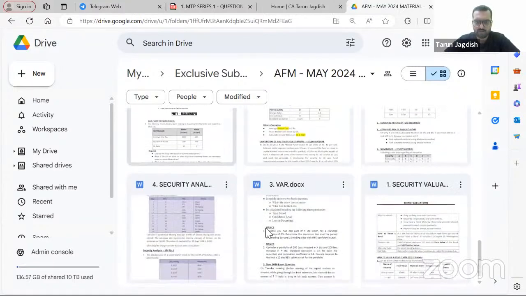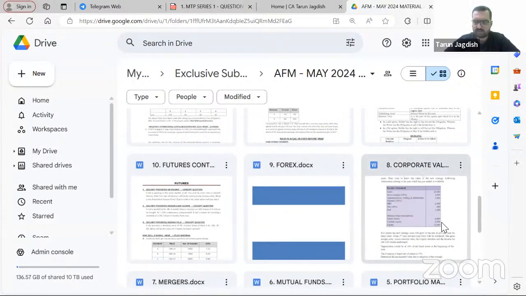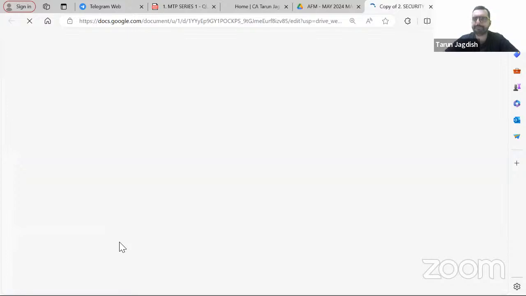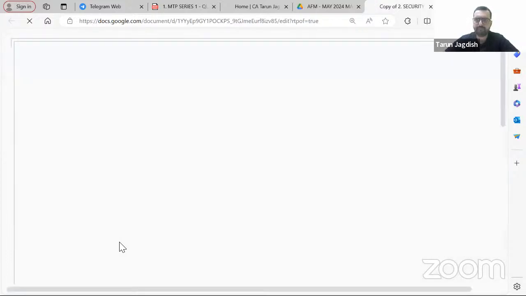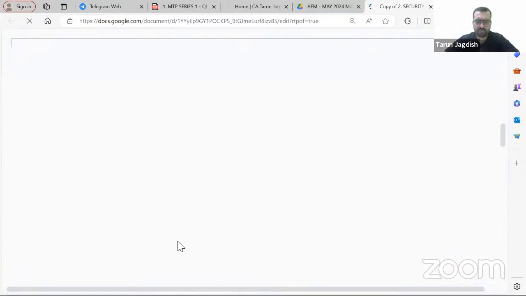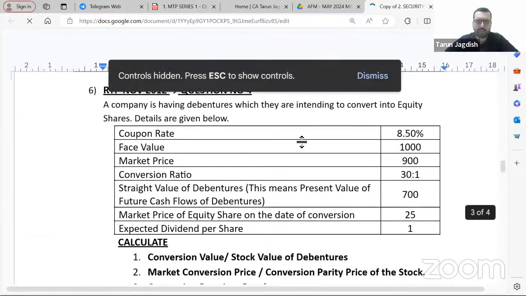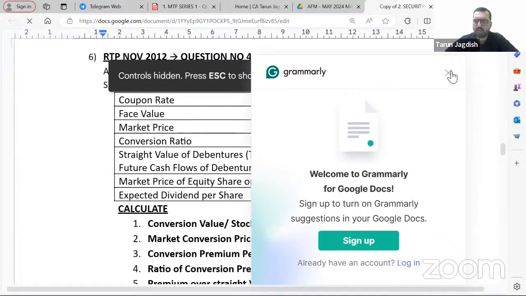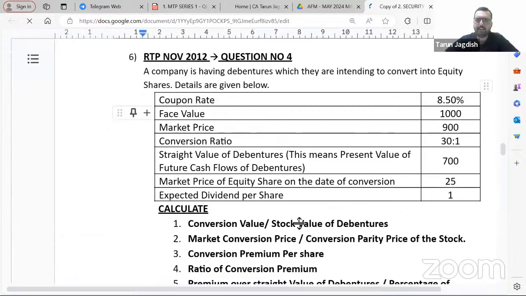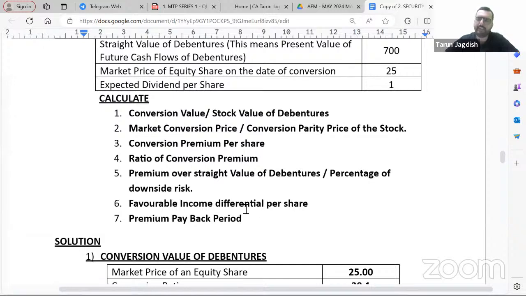Okay, 1 minute. We did a chapter called security valuation, security analysis. Yes, this question, friends. Look at this question that we did in our class. Okay, here, if you look at this, you have the coupon rate, the face value, market price. Same way we have got data in this question. So what we'll do is we'll do it in the same pattern and then we will cross check.